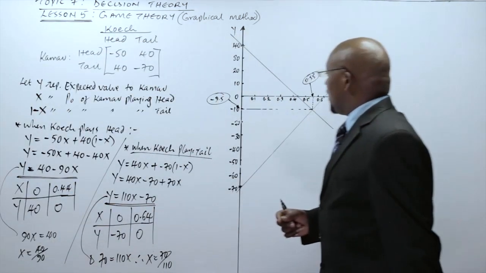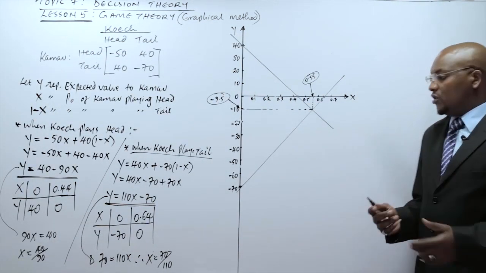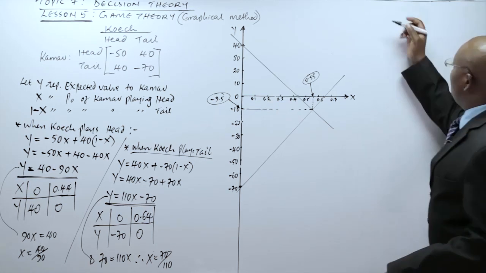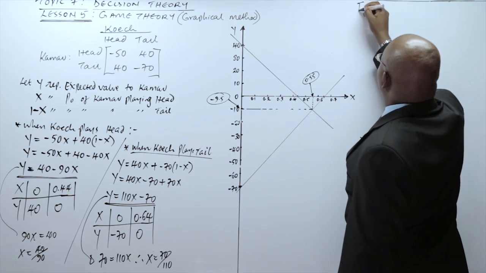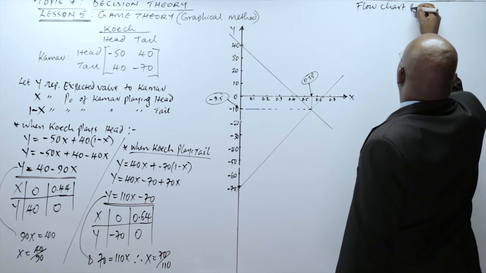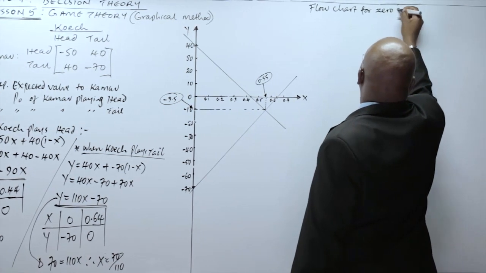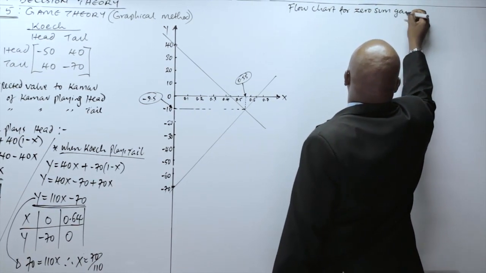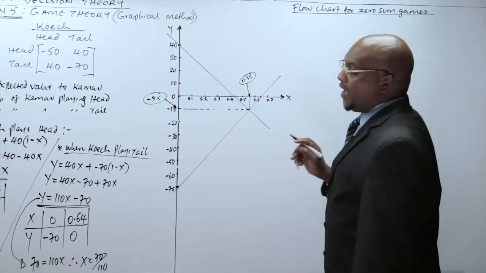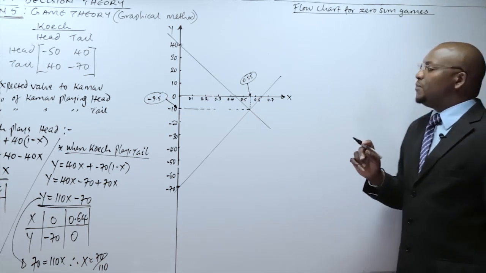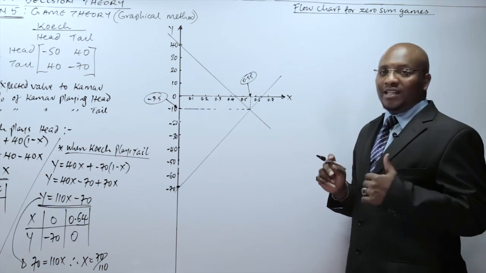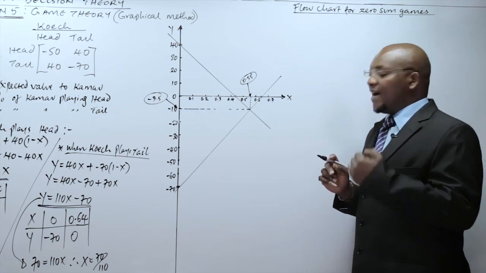Now, I would want us also to make a conclusion concerning this zero-sum game using what we call a flow chart. This is a flow chart for zero-sum games. All that we have covered in lesson 4 and this lesson 5, we can present on a flow chart diagram in the form of a DFD, data flow diagram.